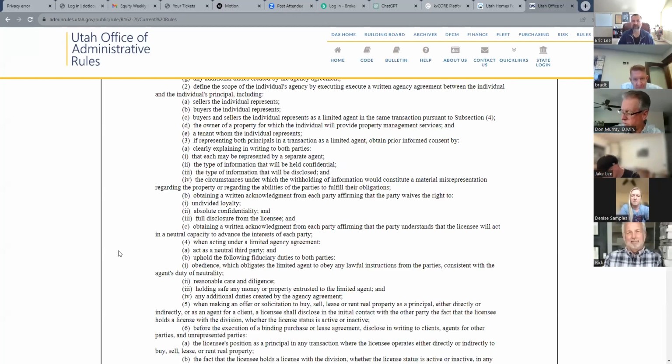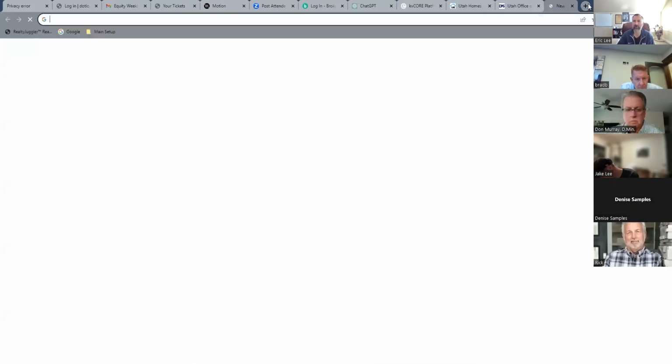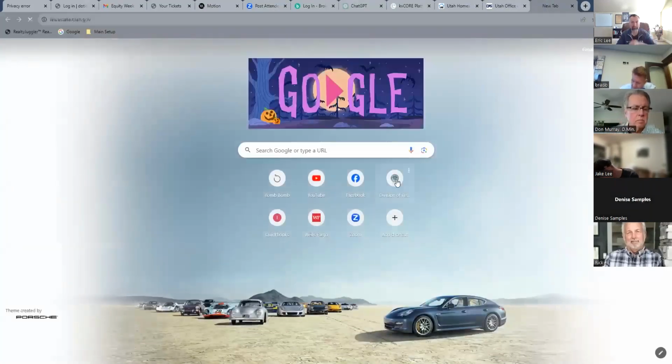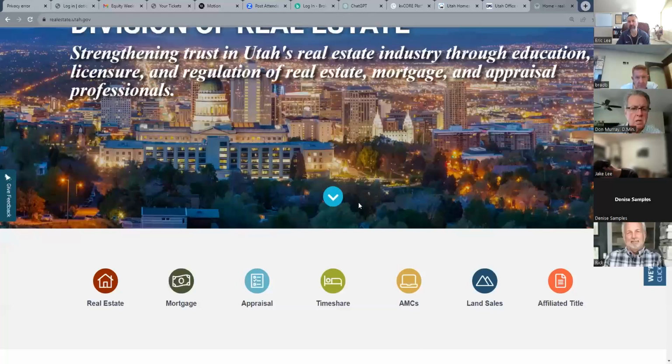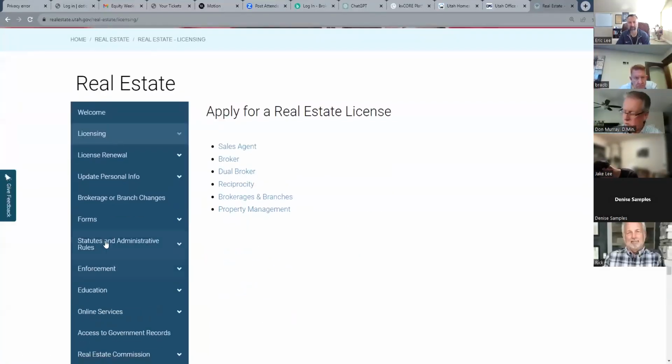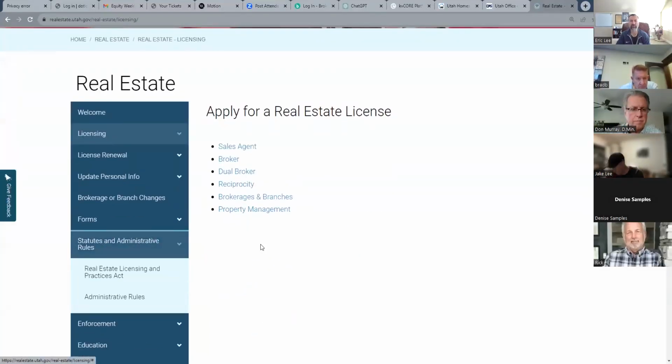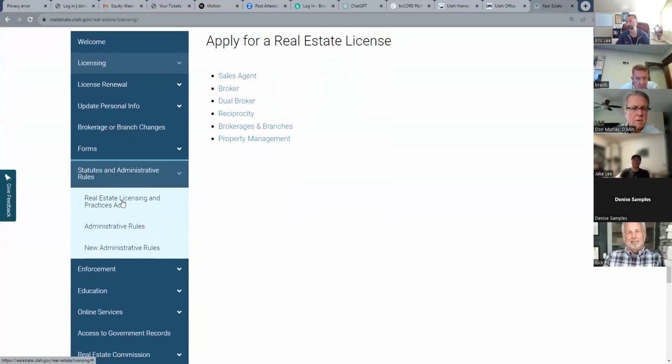So how you get here is you go to Realms, and well, I can show you in case you want to do it yourself. So Division of Real Estate is realestate.utah.gov. And then instead of clicking on Realms, scroll down here and click on Real Estate. And then you've got a couple of different things with statutes and administrative rules. You can look at the act itself, the Real Estate Licensing and Practices Act. It is hard to navigate.